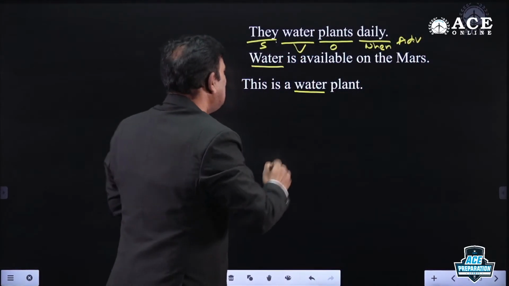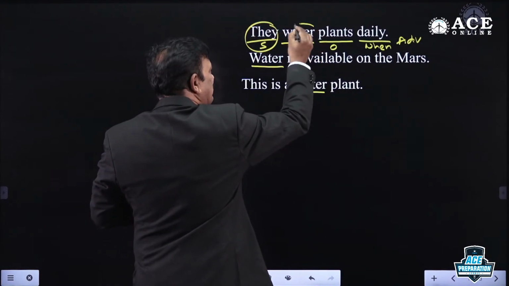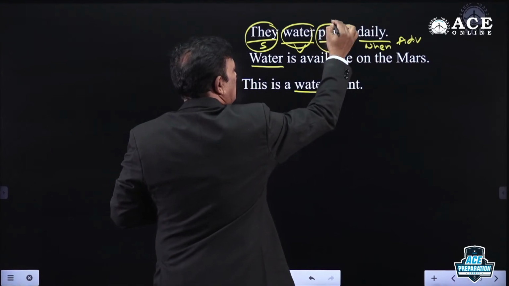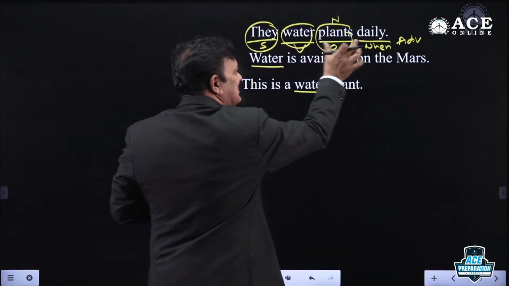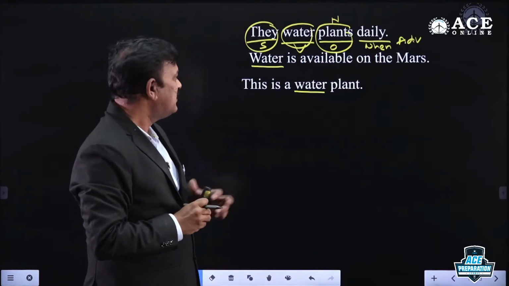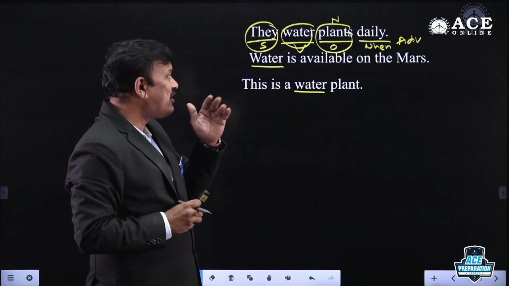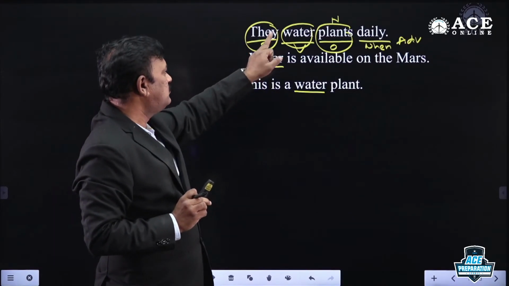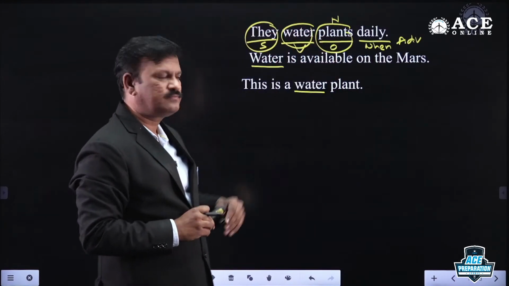So in this sentence, this is a pronoun, this is a verb, this is a noun again, and an adverb. And it's a simple sentence, isn't it? There is only one verb, one subject. Do you have phrases here? No. Pronoun, verb, noun, adverb.